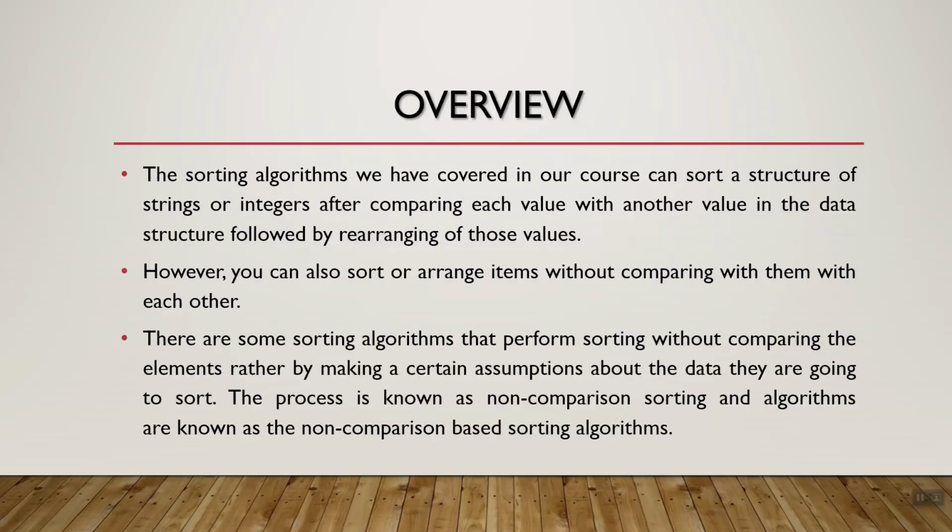The sorting algorithms we have covered in our course can sort a structure that comprises strings or integers after comparing each value with another value. This is usually followed by rearranging those values in the data structure. However, there is another approach where you can sort or arrange items without comparing them with each other. There are some sorting algorithms that perform sorting without comparing the elements, rather by making a certain assumption about the data that they are going to sort. The process is known as non-comparison sorting, and the algorithms are known as non-comparison based sorting algorithms.